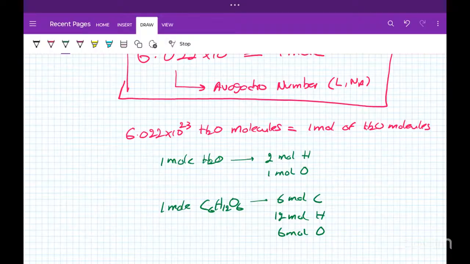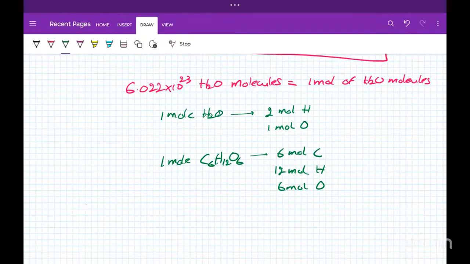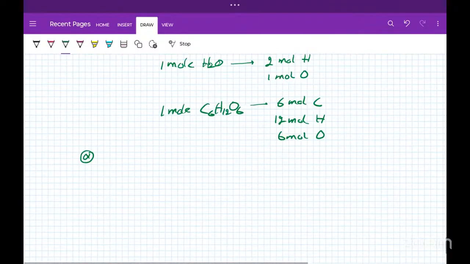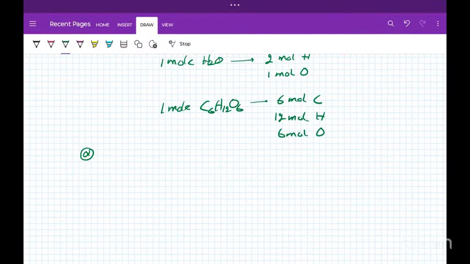Likewise, right? So let's do some questions on this one. First one. Calculate number of sodium atoms in 2 moles of sodium.